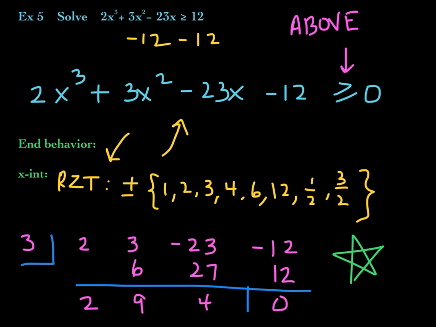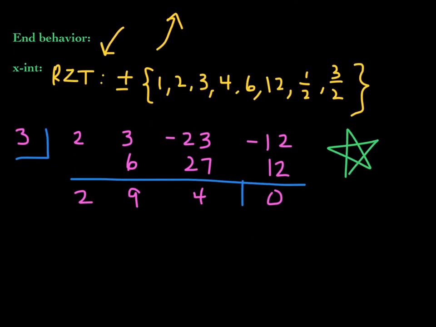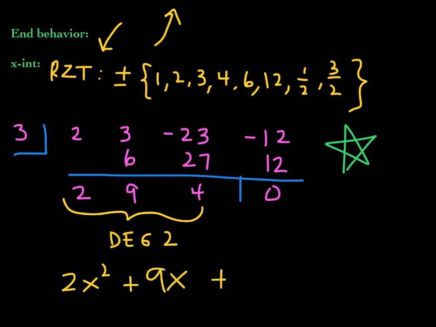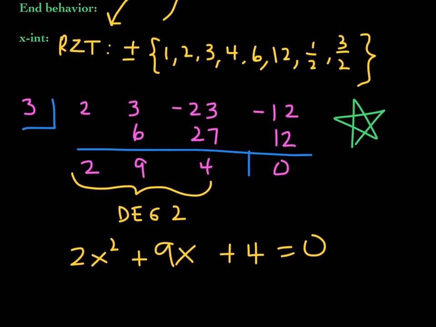Now, don't forget that your original polynomial is degree 3. That means this is degree 2. Let me move this up for us. This is degree 2, which means it's 2x squared plus 9x plus 4. If I set this equal to 0 and solve this quadratic, I'll find the last two x-intercepts.